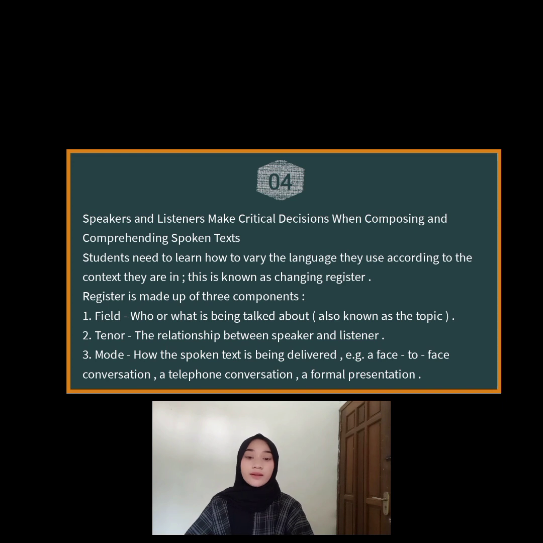Speaker and listener make critical decisions when composing and comprehending spoken text. Students need to learn how to vary the language they use according to the context they are in. This is known as register. Register is made up of three components: one is field, two is tenor, and three is mode.